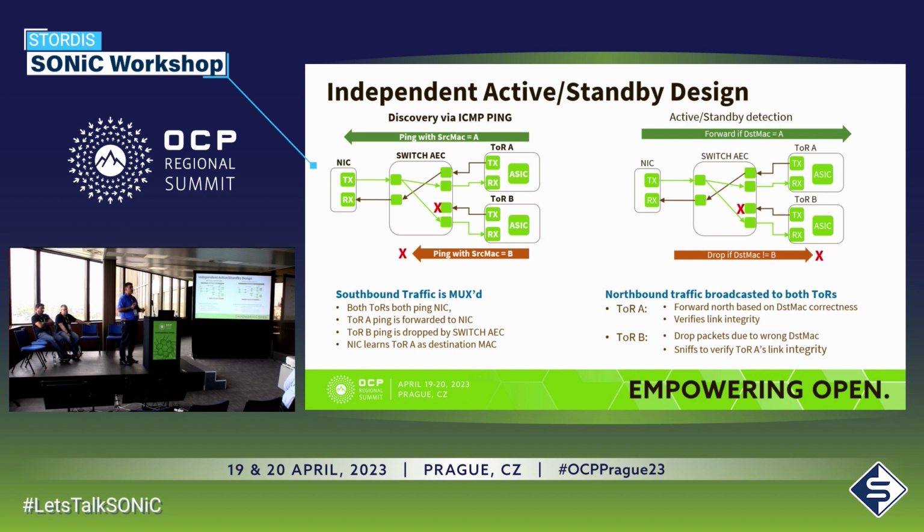The NIC learns the TOR A's destination MAC, and it knows that it needs to attach that and send the address through that. When it comes to the northbound traffic, the NIC forwards to both destination addresses, but TOR B's traffic is dropped by the switch. Sorry, TOR B drops the packets because it knows that the destination address is not this one. While TOR A's destination MAC address is attached to the packet, so it allows the traffic to go through.